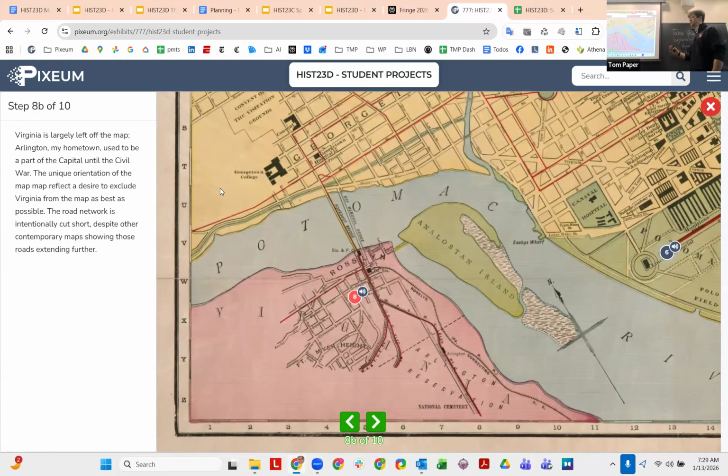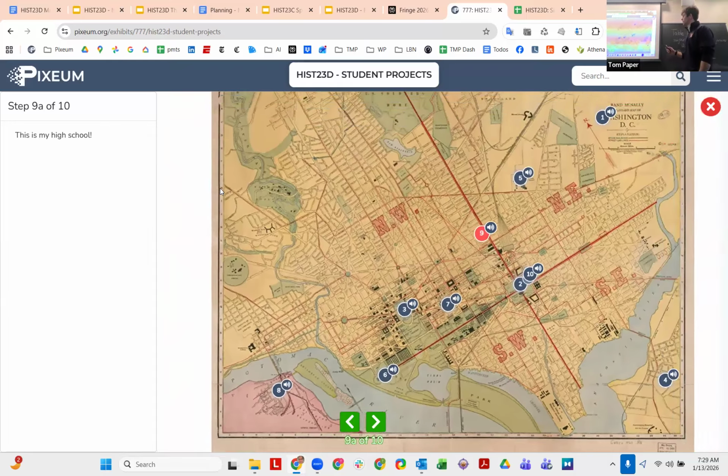And so I don't know if this is a dig at Virginia or just a decision that they didn't want to take the time to add in all the roads. But these roads do, in fact, radiate outwards. They just cut them off. And I don't know if it's a deliberate choice or a choice out of laziness.